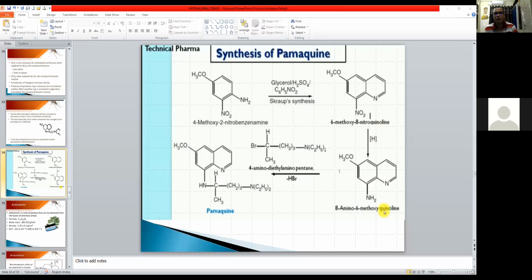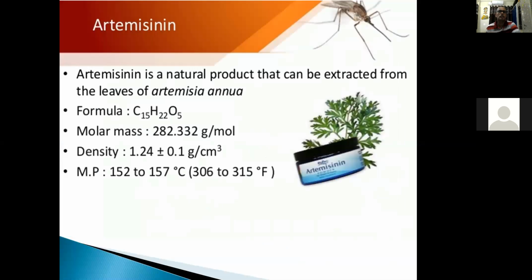Yesterday we completed the synthesis of pharmacoin. Now we will be starting with artemisinin and its derivatives. So what is artemisinin? It's a natural product that is extracted from the leaves of Artemisia annua.